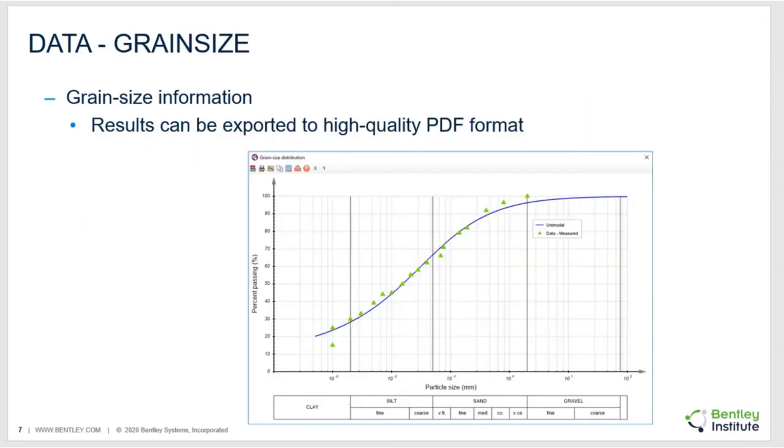The grain size information can be graphed both on screen and reported in a PDF format for high quality output. The divisions between silt, sand, and gravel are adjusted based on the classification system which is selected in the model. Here we have a particle size, sieve percent passing, grain size distribution curve, as shown in the figure.